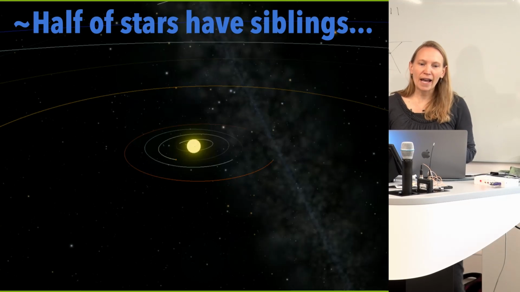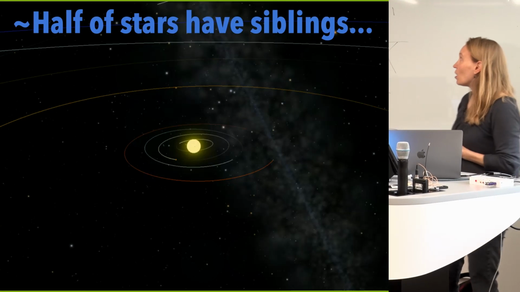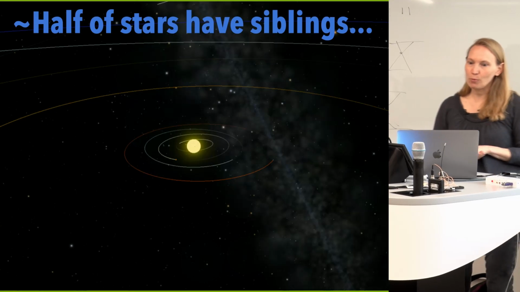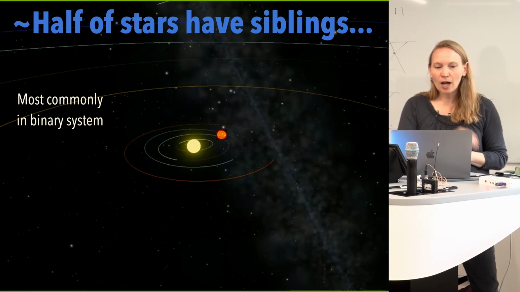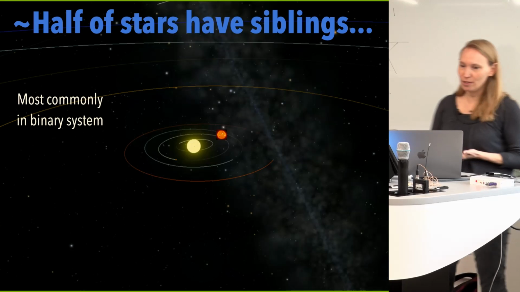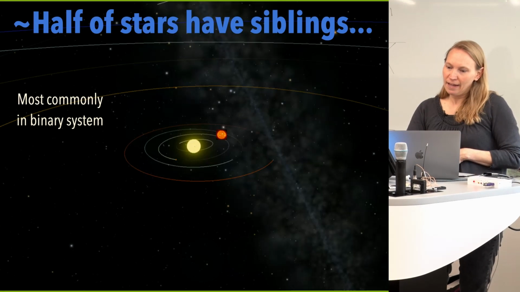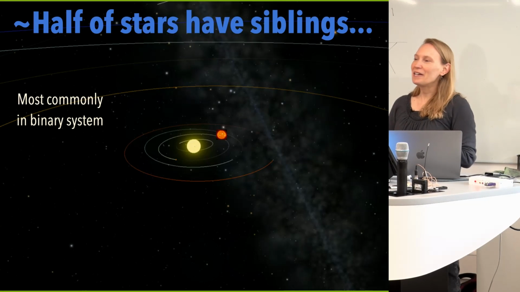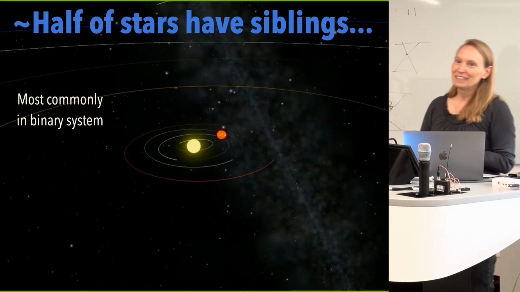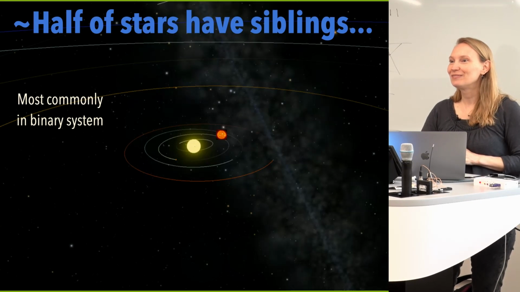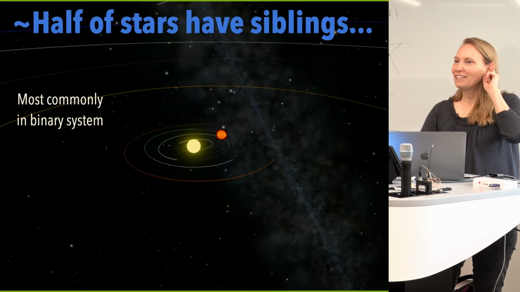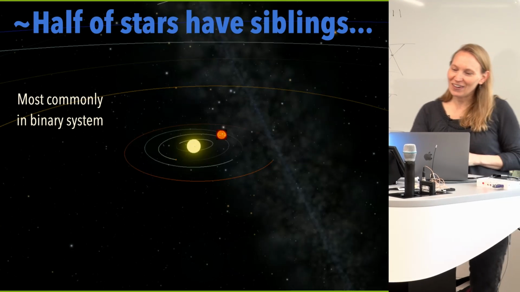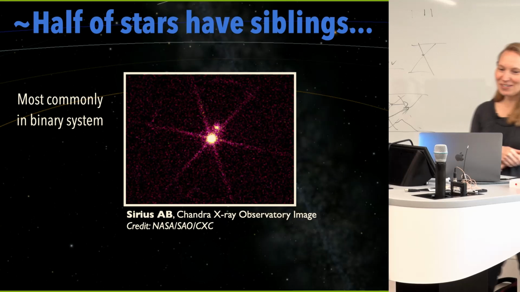All right, so about half of all stars have siblings, maybe a little bit more than half. The most common architecture is a binary system, so you have two stars. Anybody know off the top of their head a binary star system? Just checking. Did somebody say Alpha Centauri? We're getting there. All right, so we'll start with Sirius.